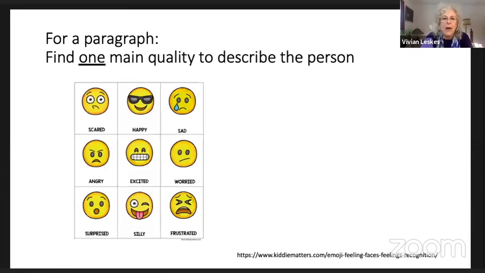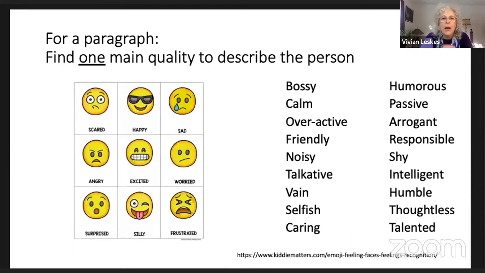Okay, here I have some more examples. Calm, bossy, overactive, talkative, selfish, caring, responsible, intelligent, humble, thoughtless. So you would just choose a topic that describes that person and limit it to one topic.